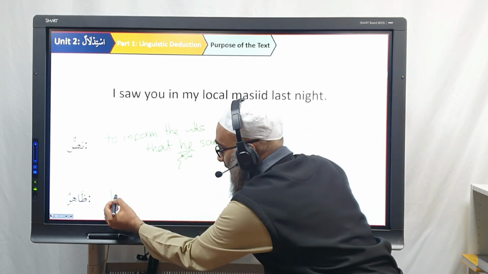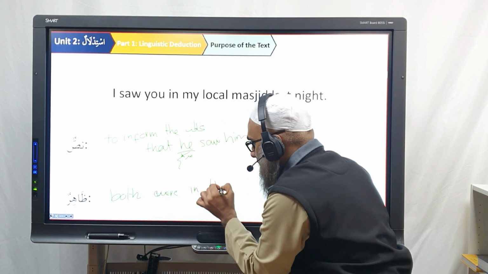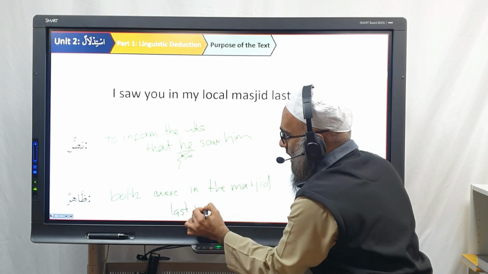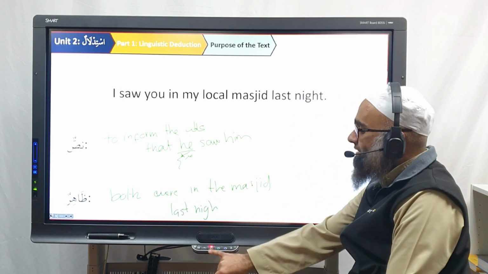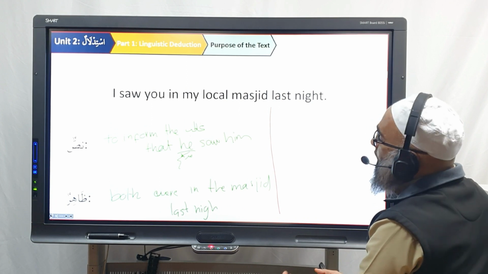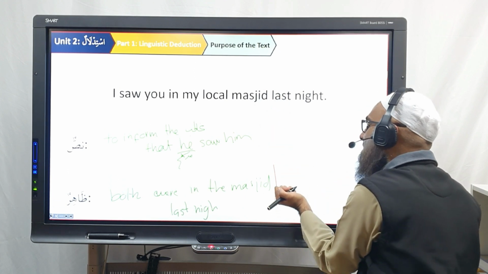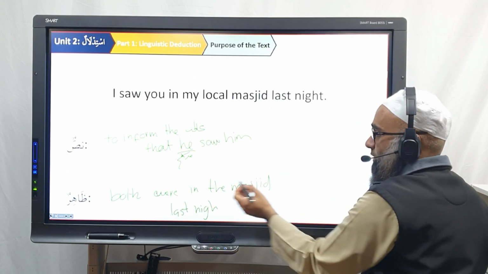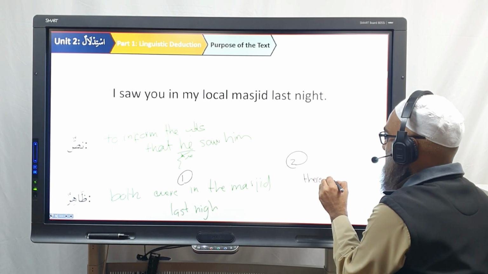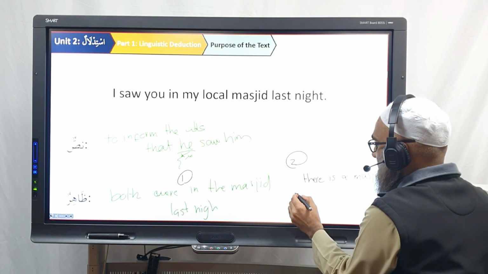Yeah, you can say the ظاهر is that both were in the masjid. That's also a ظاهر. Both were in the masjid last night. Now, what can we also imply from the text? What's another ظاهر? Who can say another ظاهر? That's one ظاهر. Another ظاهر thing is what? There's a masjid in his locality. There is a masjid in his locality.